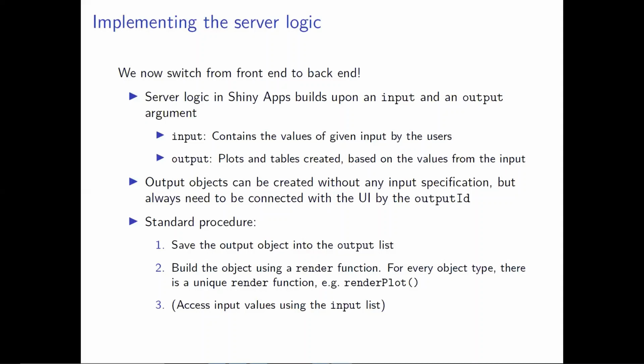Second, build the object using a render function. For every object type, there is a unique type of rendering to make it more efficient. And then a third point, which is not mandatory: access input values using the input list. So there is the connection between input and output. The third step allows users to change the appearance of the plot, to change the app to a certain degree.